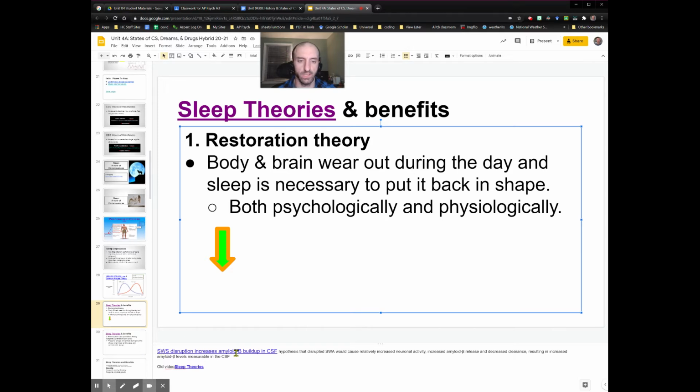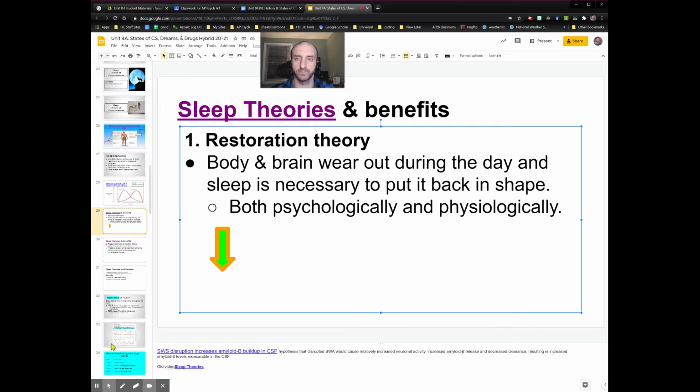Also, deep sleep, slow wave sleep, that's what this is down at the bottom, aids the removal of amyloid plaque in your brain, and the buildup of amyloid plaques can lead to things like Alzheimer's and other dementia-related disorders. You can read more about that here. A student a couple years ago actually mentioned this to me, which was quite brilliant. Liam, shout out Liam.